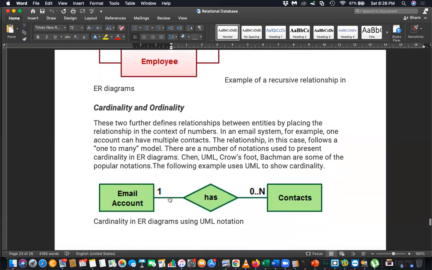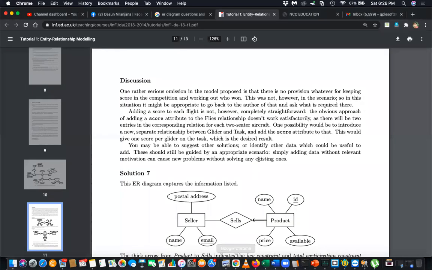This is okay. One email account has many contacts, but one contact has only one email account. One contact belongs to one email account. So similar to that, you can mention the cardinality or multiplicity here in this example. Let's go to the browser.